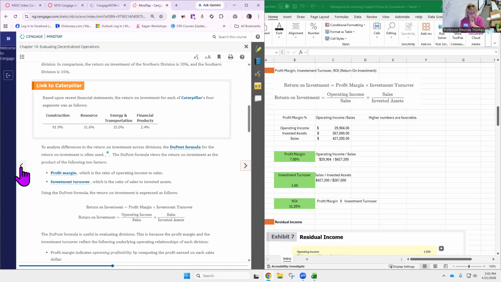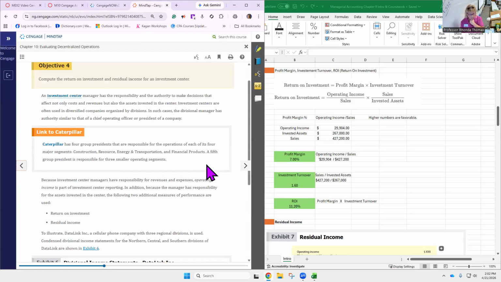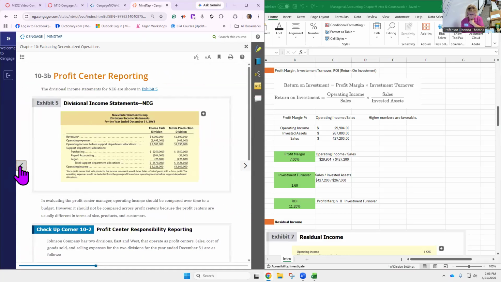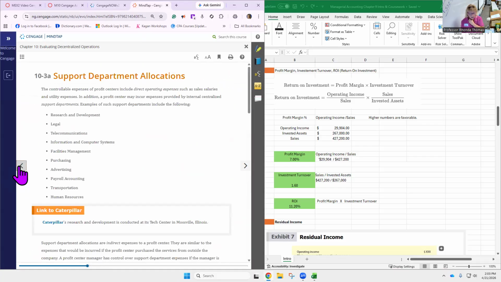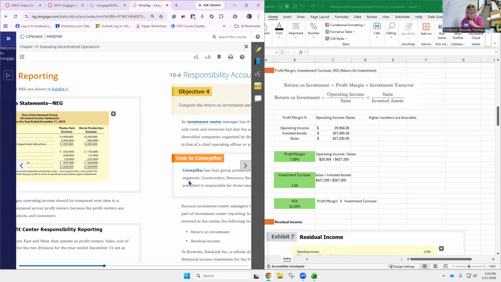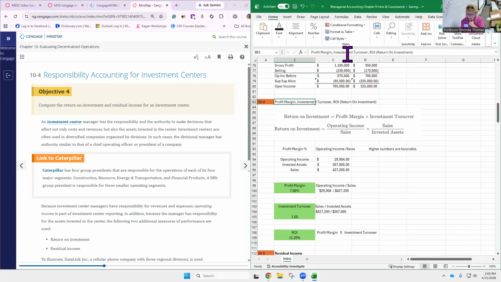So once again, we're evaluating decentralized operations, and this is an investment center. So one more time, the 3 kinds of centers that we can break up or decentralize businesses into are cost centers, profit centers, and then investment centers. Once you have investment centers, in fact, I'm going to put that right here. That's how you analyze an investment center, is through these. So let me put investment center, because I want to make sure we know what's going on.